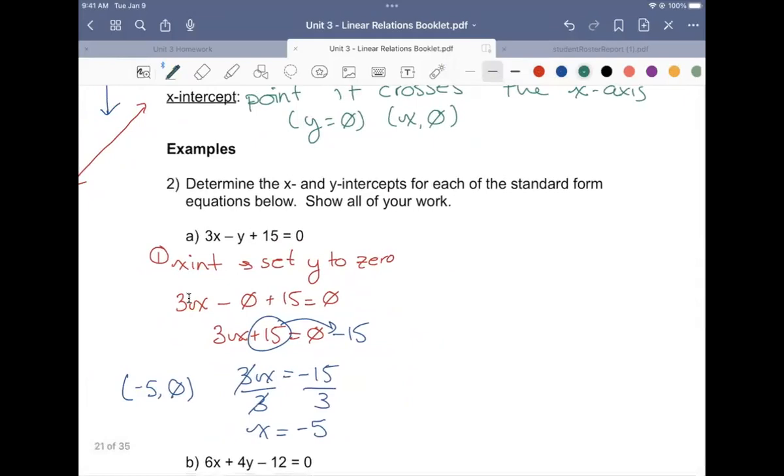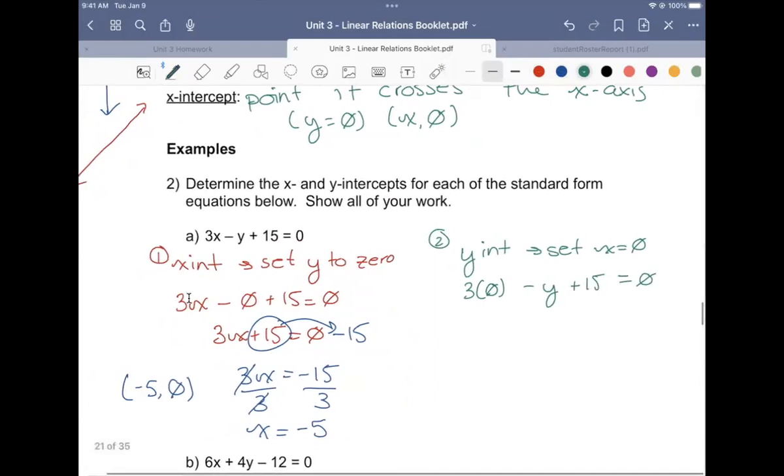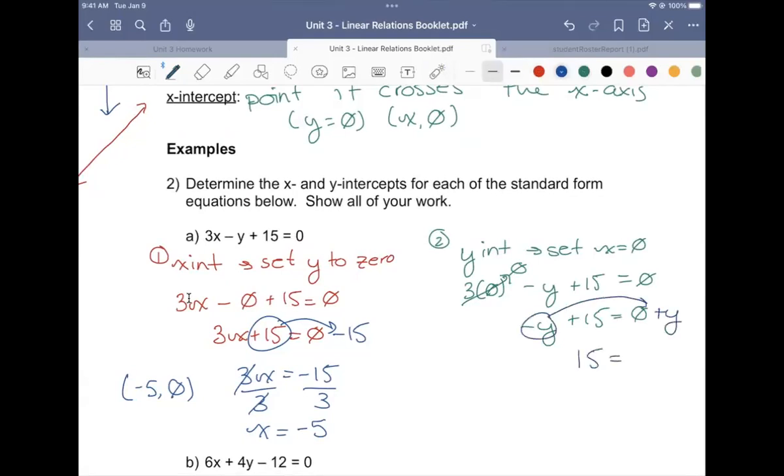If I solve for my y-intercept, I'm going to set x to equal 0. So again, using the same exact equation, I will get 3 times 0 minus y plus 15 is equal to 0. This goes away, because that's just equal to 0 and we don't need it in the equation. So I'll get minus y plus 15 is equal to 0. In this case, I'm just going to move the y over just to make it a positive y. So I will get 15 is equal to y.